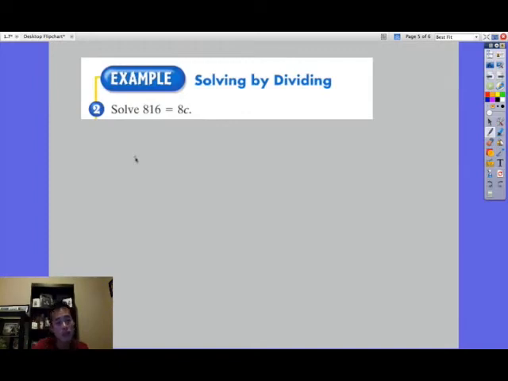This one says 816 is equal to 8 multiplied by some number. So this time it's not being divided, it's being multiplied. So the inverse operation of multiplying by 8 will just be dividing by 8. Watch how I wrote that. I just said divided by 8. This cancels out because 8 divided by 8 is just equal to 1, so it's just C.